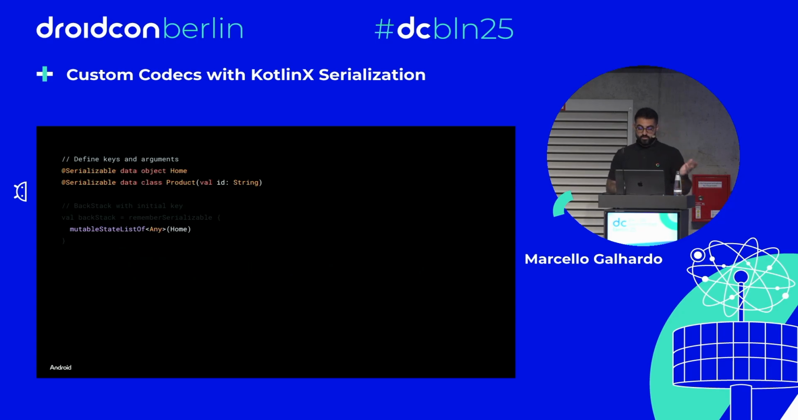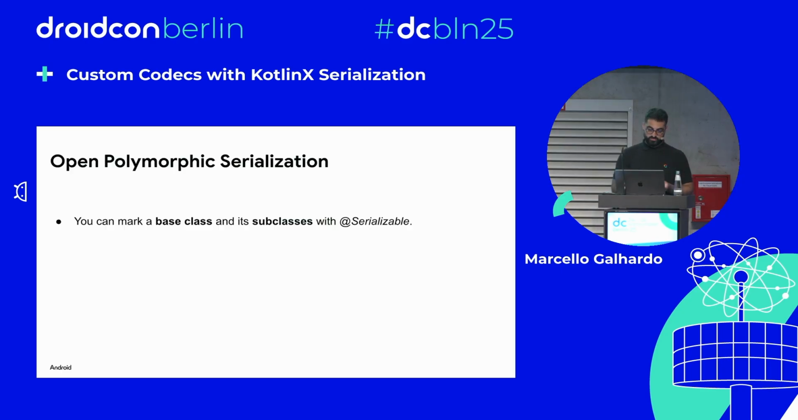So notice here that the type is mutable state list of Any. That does mean the backstack can hold any key type that you define, and that has some implications with KotlinX serialization. Since our backstack uses Any, we need to use open polymorphism with KotlinX serialization. We would need to mark the base class, and in case of polymorphism, all the subclasses, with Serializable, and register them.